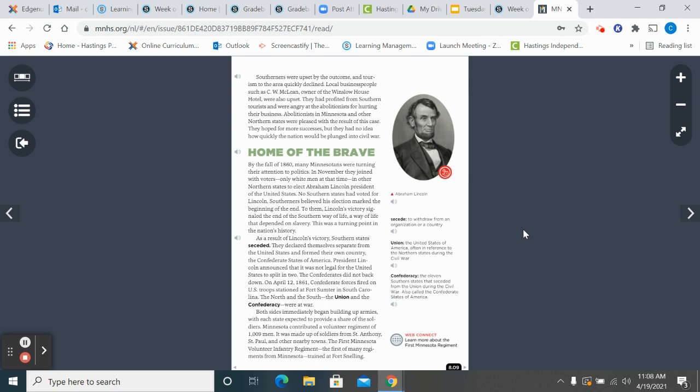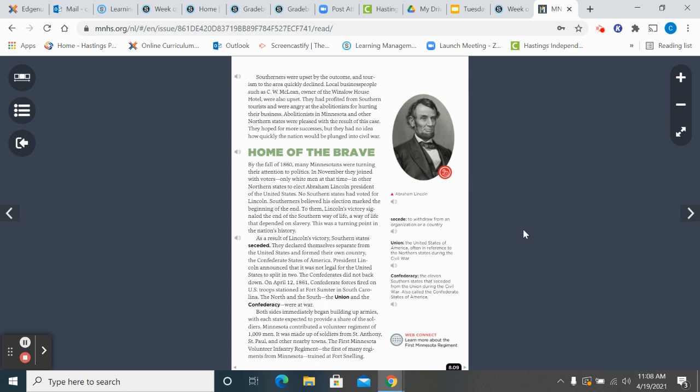Minnesota contributed a volunteer regiment of 1,009 men. It was made up of soldiers from St. Anthony, St. Paul, and other nearby towns. The 1st Minnesota Volunteer Infantry Regiment, the first of many regiments from Minnesota, trained at Fort Snelling.